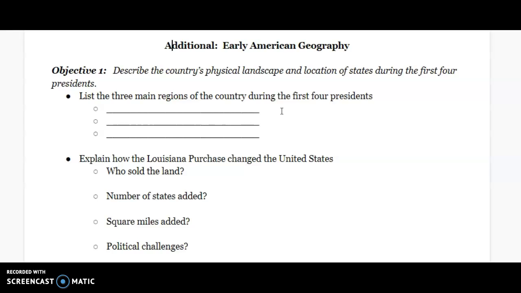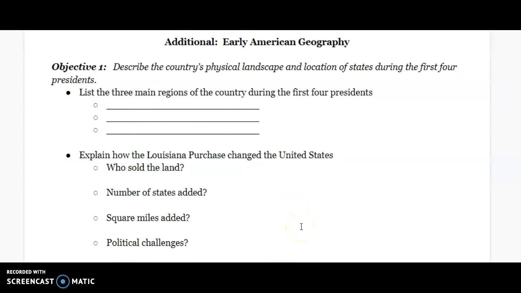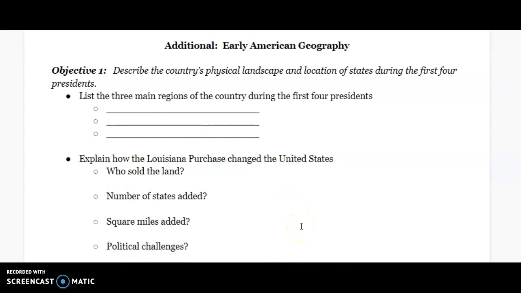And then the third region is the West. And the West would be anything west of the Mississippi River. For a long time, much of that land was called the Northwest Territory, and then later the Louisiana Purchase. And ultimately, this huge chunk of land will be divided up into 14 states. So there's a lot of division of this land over time. All right, so your 3 regions: North, South, and West.